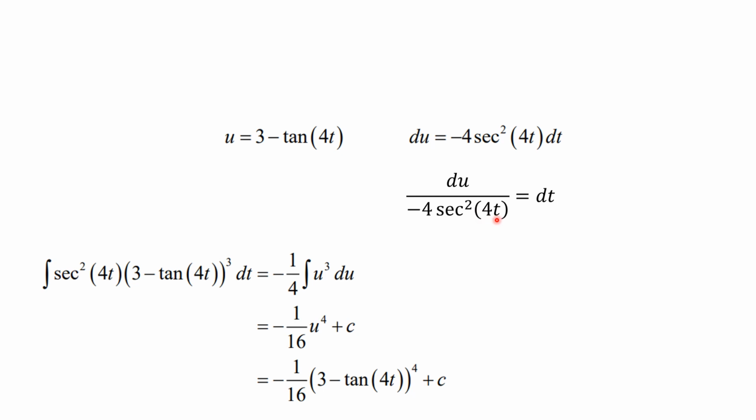So when I do that substitution, I can pull the constant, the minus 1 over 4, through the indefinite integral, and I'm integrating now u cubed du. Add 1 to the exponent, divide by the new exponent, and what I will get is minus 1 over 16 u to the fourth plus c, and when I back substitute for what we had for u, in terms of t, I get this as my solution.